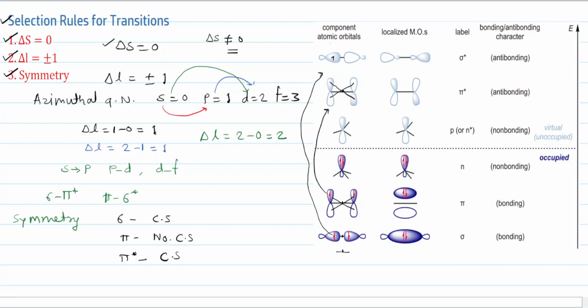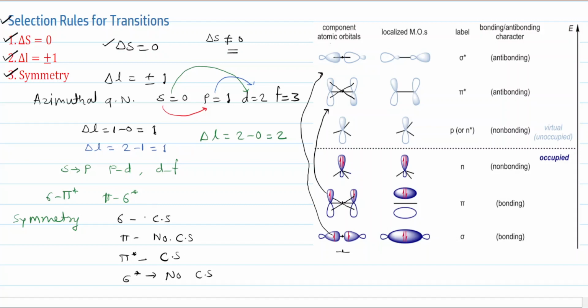But when we consider sigma star, first of all I will erase this electron, then this is the center, and from this side and from this side I will draw the lines, and these are the two lobes, they are different ones. So sigma star orbital doesn't possess center of symmetry.